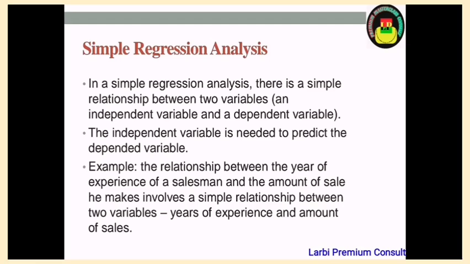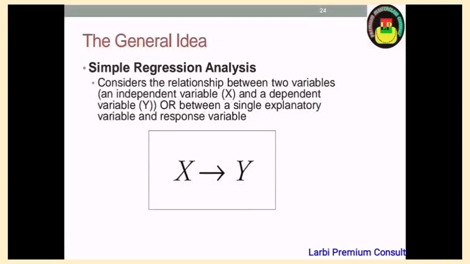As I was saying, for example, the relation between the years of experience of a salesman and the amount of sales he makes involves a simple relationship. Two variables: years of experience and the amount of sales. So which is which? The amount of sales will be the dependent variable, and the years of experience will be the independent variable in that case. So you can make this inference.